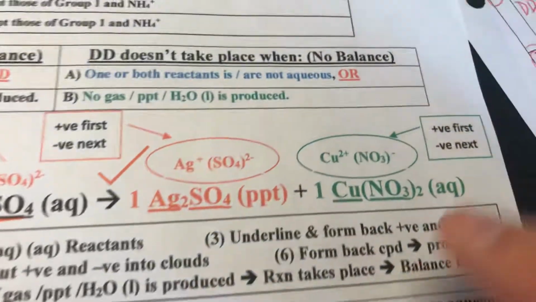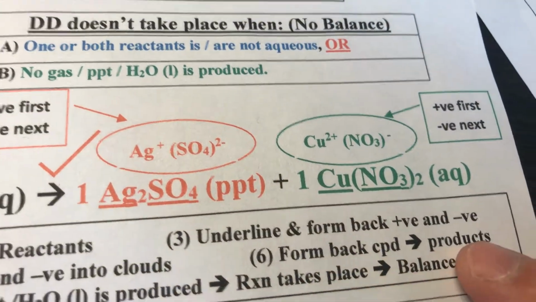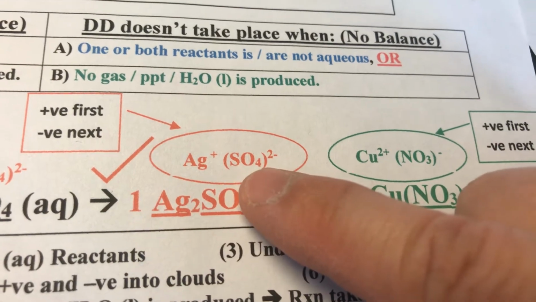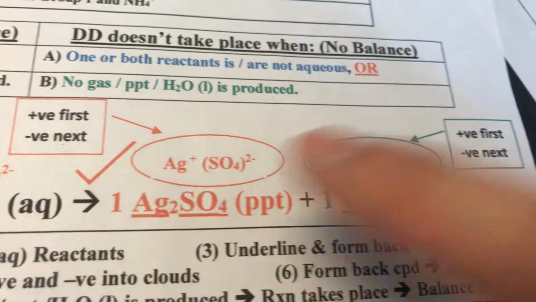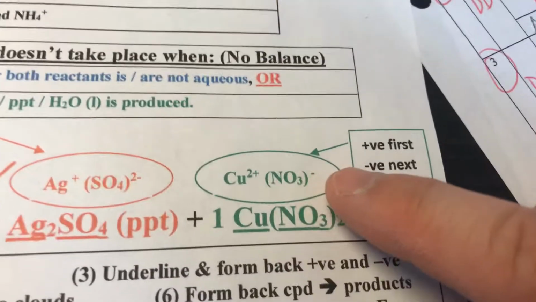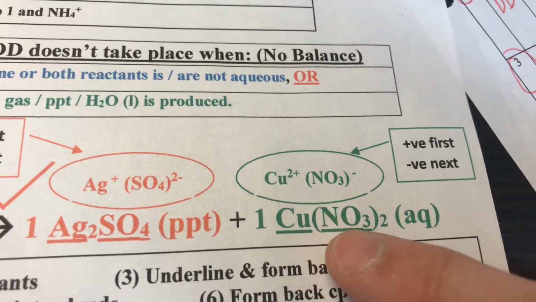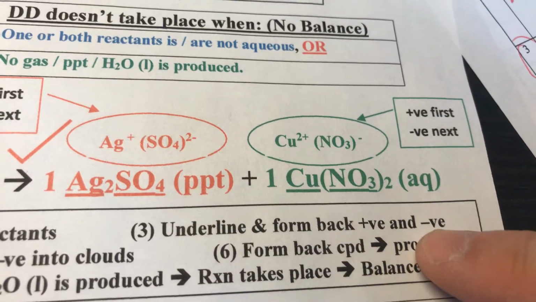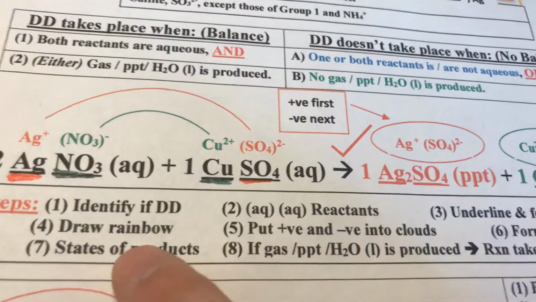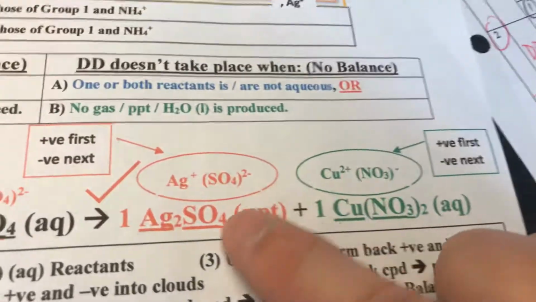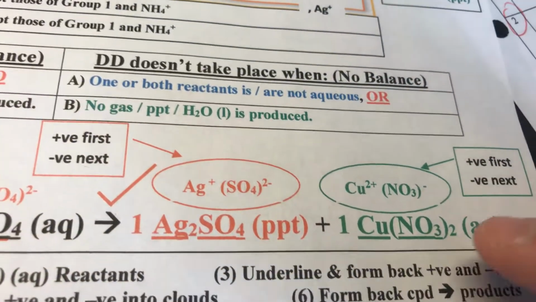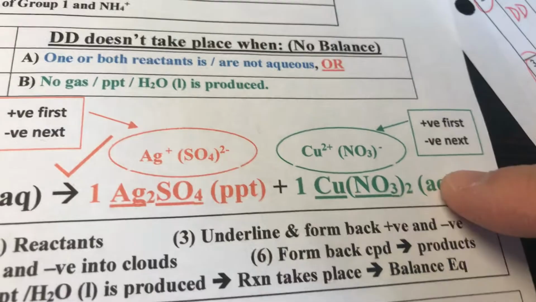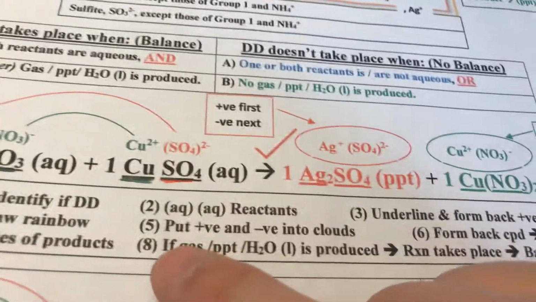Okay, and then number 6, you form back the compound and they become product. So Ag1 plus SO4 2 minus, you cross over and then you put back here Ag2SO4 and then plus Cu2 plus NO3 minus, you cross over, you get Cu parenthesis NO3 2. That will be the compound for step number 6. And then step number 7, states of the matter of the product. So again, when you get Ag2SO4, you go back to find solubility to decide what state they are. So here I find it's PPT. And then the Cu(NO3)2 I found out it's aqueous. And that's number 7.